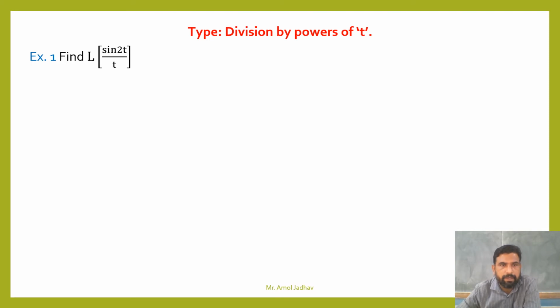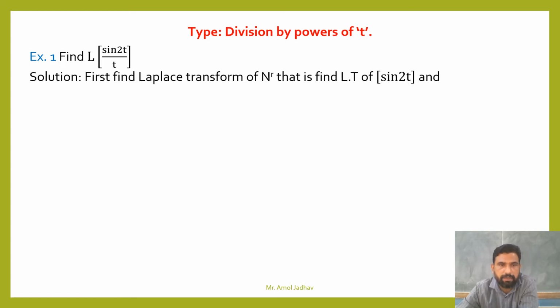Example: find L of sin 2t upon t. Here it is sin 2t upon t, division by t. If we multiply by t, then we find a derivative. If we divide by t, then we find an integration.